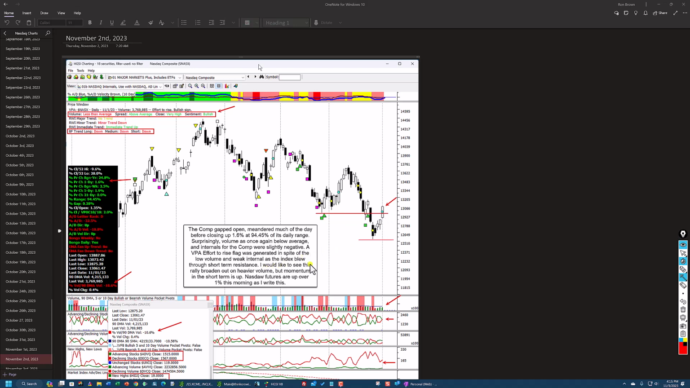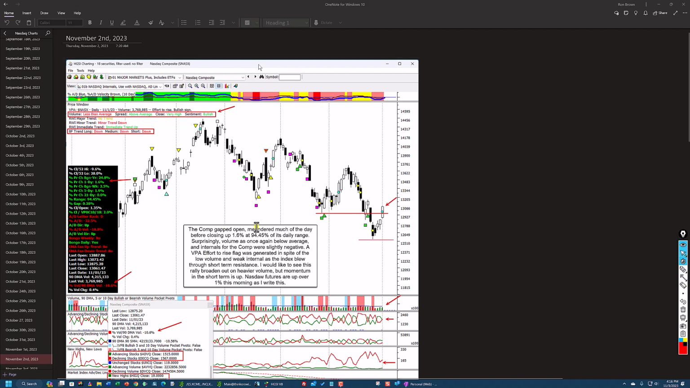I said I would like to see this rally broaden out on heavier volume, but momentum in the short term is up. Obviously, it was up. We've had 3 white candles here. NASDAQ futures are up over 1% this morning as I write this.